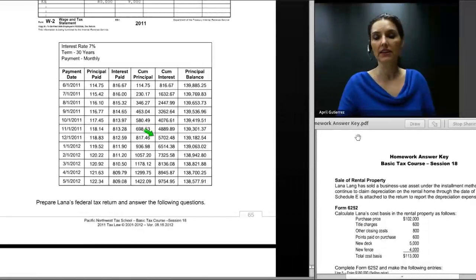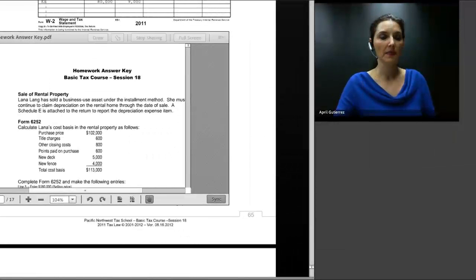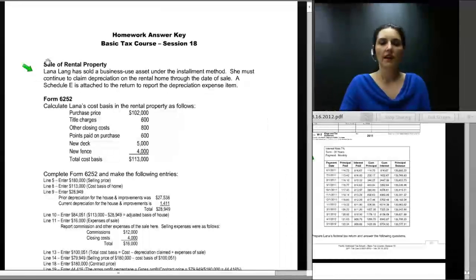So let's take a look at the finished answer key. And here we have the answer key for the Session 18 homework assignment. Lana has sold a business use asset under the installment method. She's going to continue to claim depreciation on the rental home through the date of the sale, and a Schedule E is attached. The only expense we gave you is her depreciation.